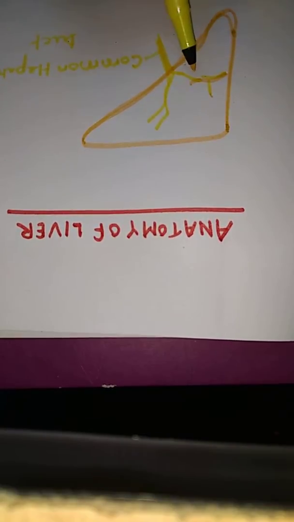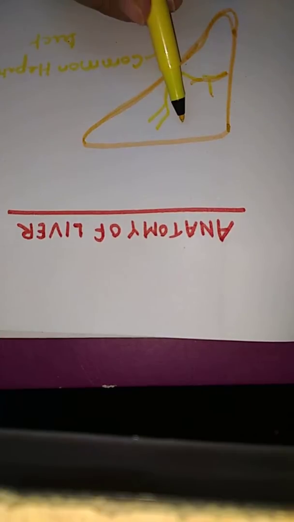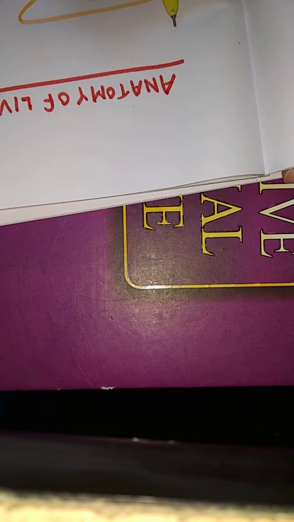And this liver is divided into a right lobe and a left lobe by the falciform ligament anteriorly. So the falciform ligament divides the liver into a right lobe and a left lobe.